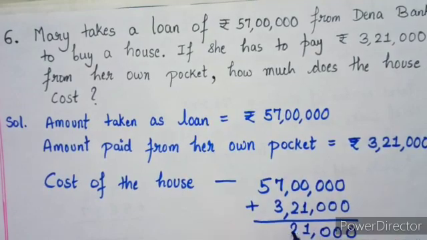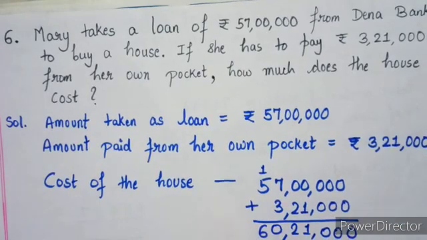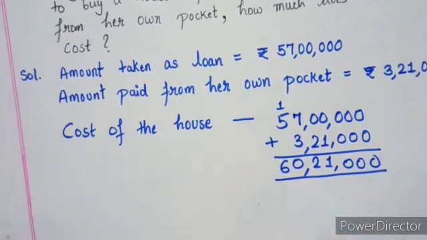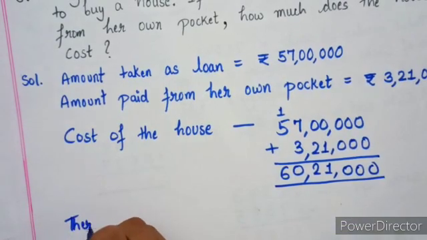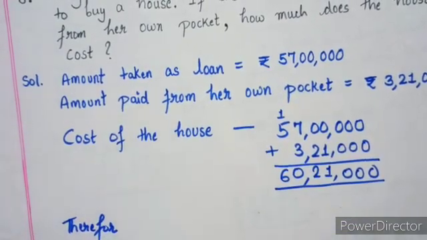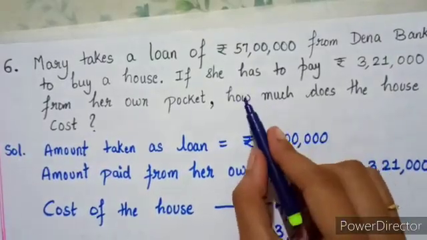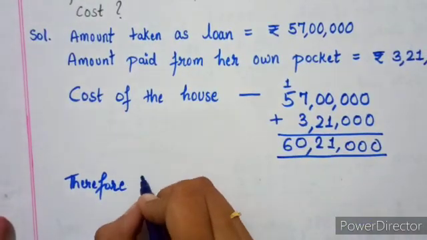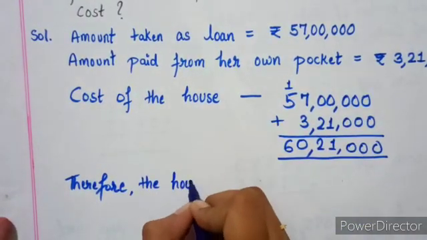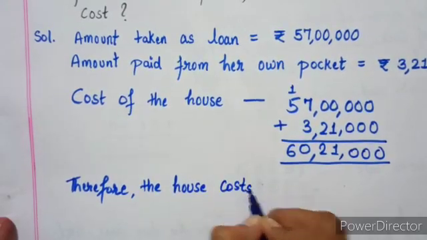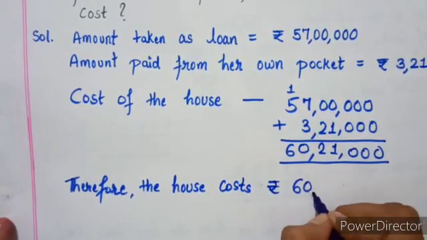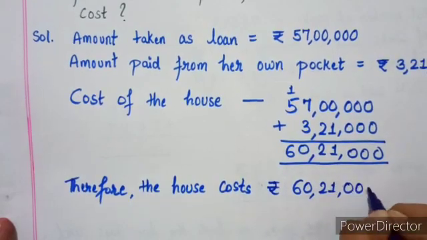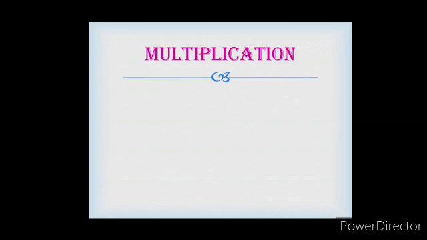Here 1, 2, 7, 8, 9, 10, 1 here and 6. So this is your answer, and the last statement will be therefore. See the last ending part of the question. How much does the house cost? So therefore the house costs rupees 60,21,000.